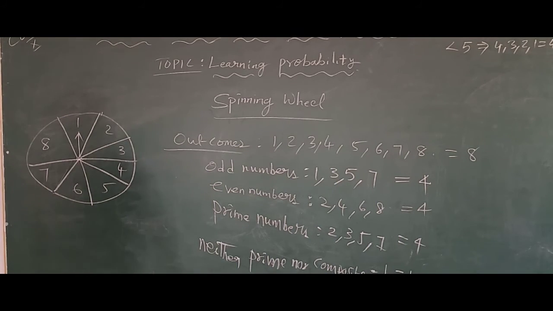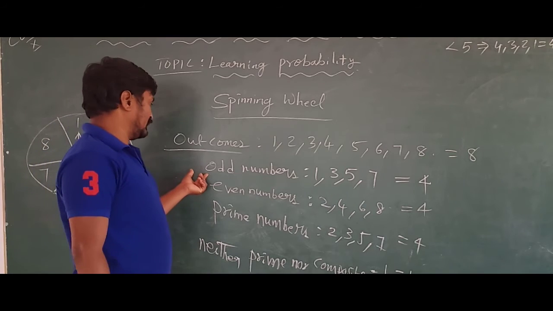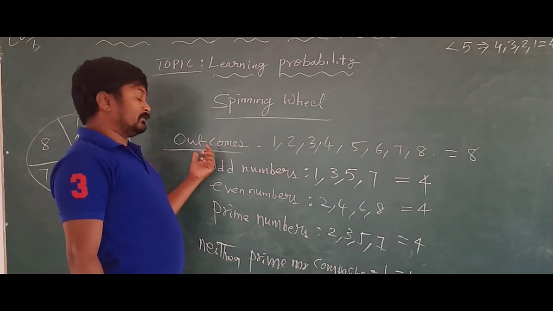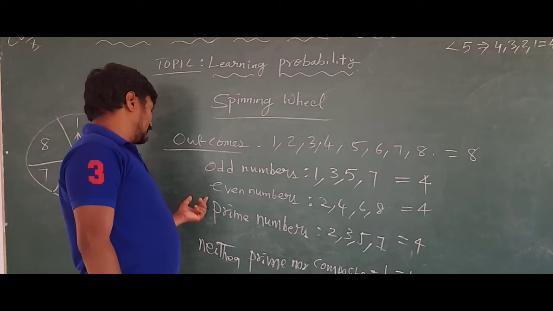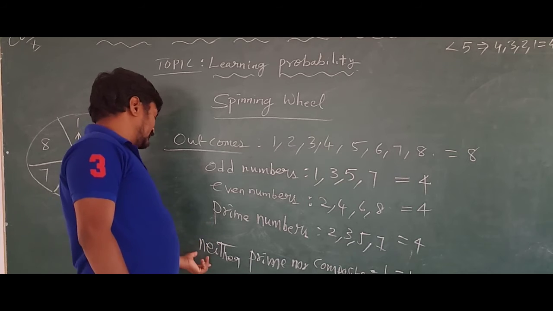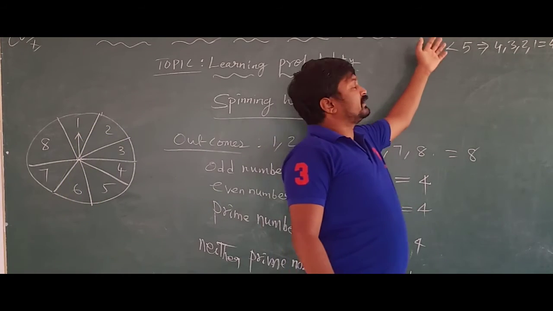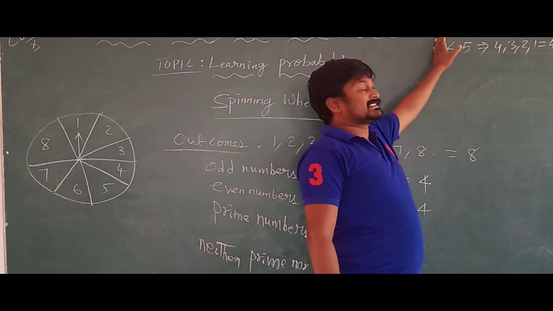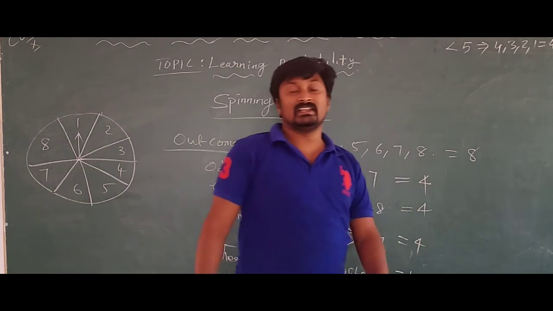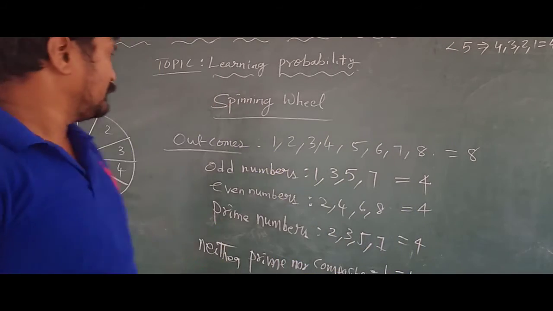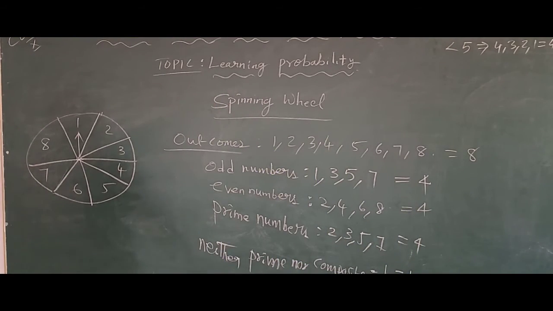How will it be if they ask about odd numbers? What is the probability of getting an odd number? What is the probability of getting an even number? A prime number, a neither prime nor composite number? What is the probability of getting greater than 6? What is the probability of getting less than 5? That is, when the pointer stops.